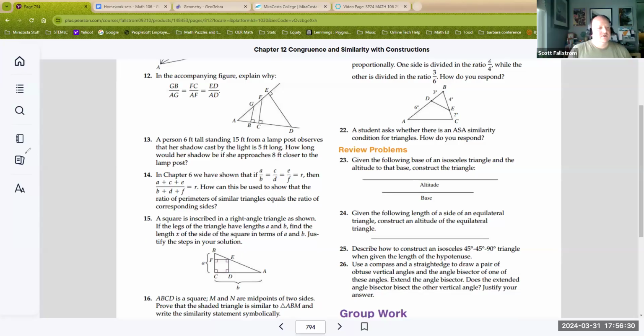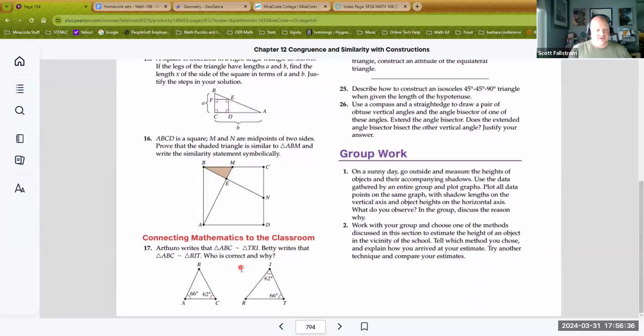Okay. Very cool there. Okay, 13, 14, and 17 through 19. 17. Okay. Arturo writes ABC is similar to TRI. Betty writes that ABC is similar to RIT. Who is correct? This is all about seeing which ones have to be congruent, which angles have to be congruent. Match them up and see whether it's Betty or Arturo.